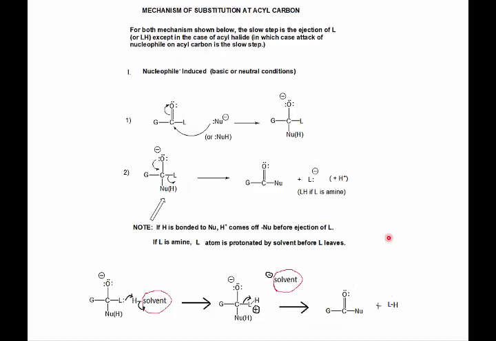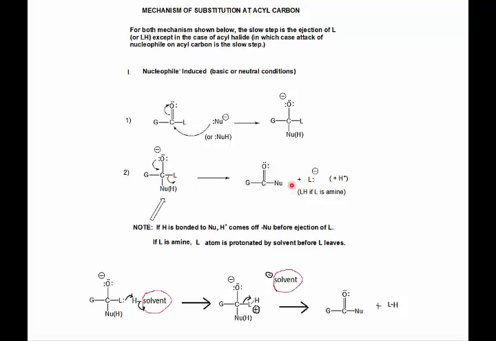All right, let's consider the case of base/neutral conditions. The first step is attachment of the nucleophile. The nucleophile will either be anion or neutral to give this tetracovalent species here. Step 2, the L leaving group is ejected. You can see, if we look at the details here, there's a lone pair on the oxygen that swings in to reform the double bond as the electron pair is pushed away with the L.